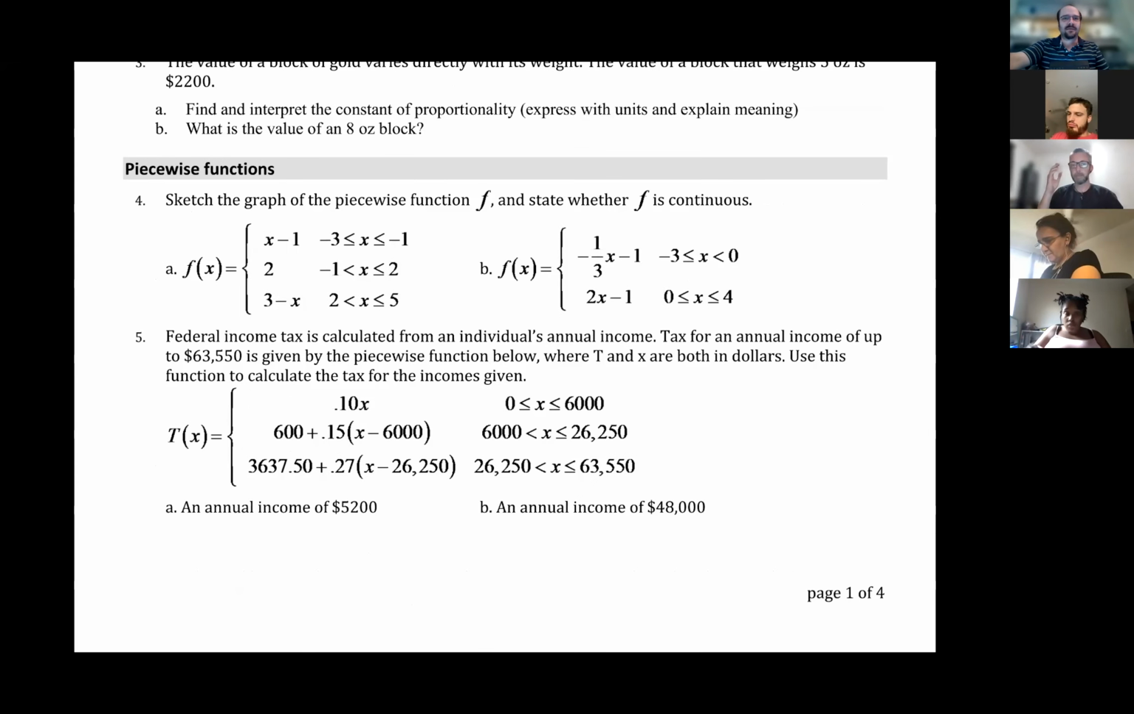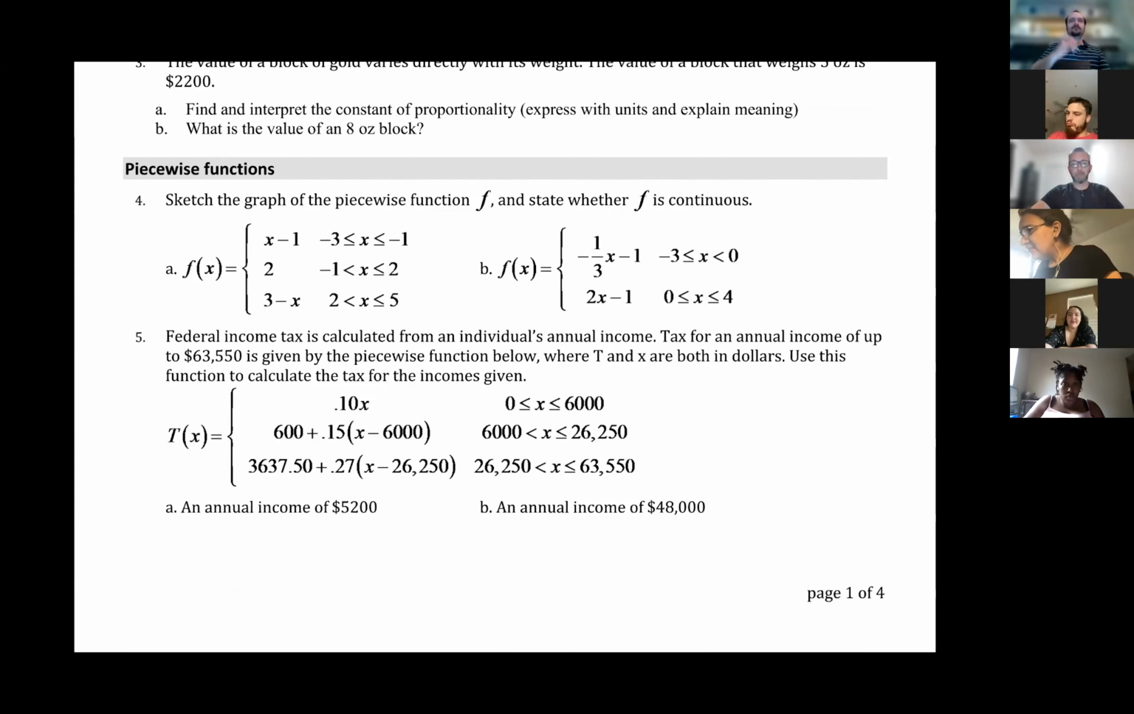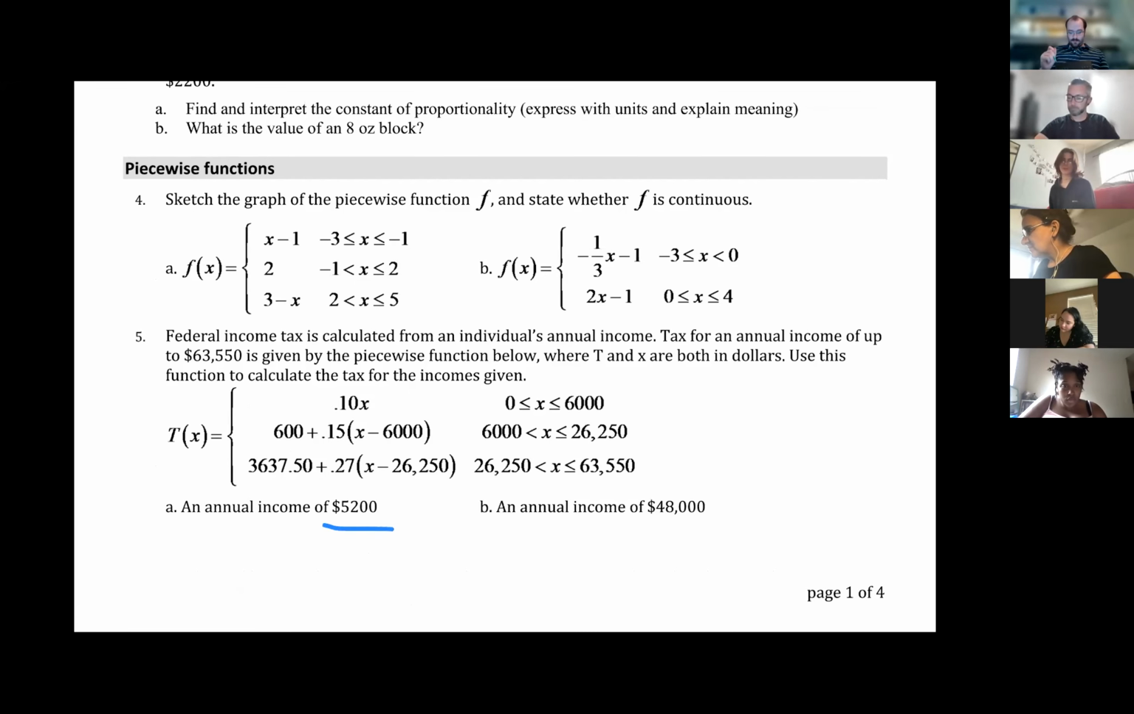What about 5? Who's on here? Alondra? I actually didn't get to do that one yet because I came late. Okay. Carson? Yeah, you said number 5, right? Okay, so for A, I got $520 in taxes. Okay, so we have an income of $5,200. And so where am I plugging that into? The top one, the 10x, right? Yeah, right there.